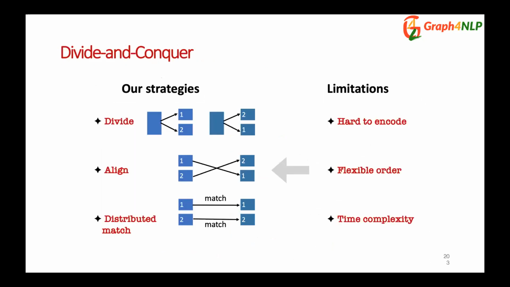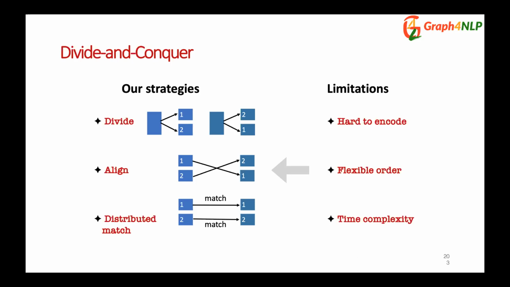So compared with short text matching, long document matching has several challenges. First, they are hard to encode because the length is long, so it's not very feasible to encode the semantics very accurately. Also, the order of the content is flexible. Let's say if you switch two paragraphs in the document, the meaning doesn't change a lot. However, the encoding vector may change dramatically. And also the time complexity is high due to the length.